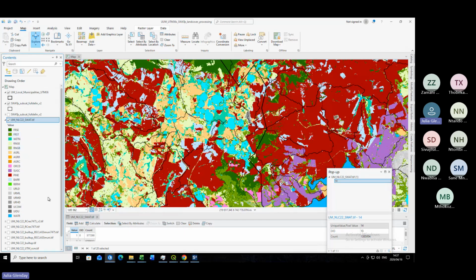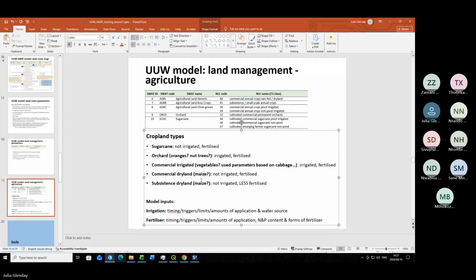Those are ones that are mapped commercial. Great, so I'll change that to commercial irrigated, for those center pivots. I just highlight it. And then commercial dryland, I'll show you some of the areas that have been mapped as that.